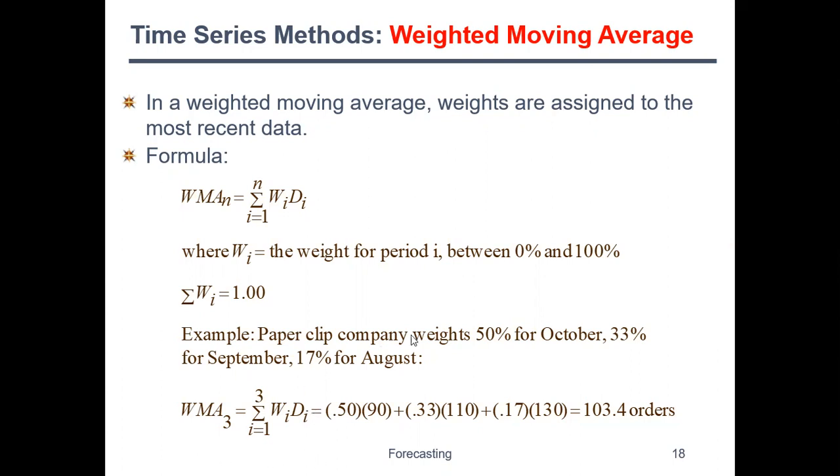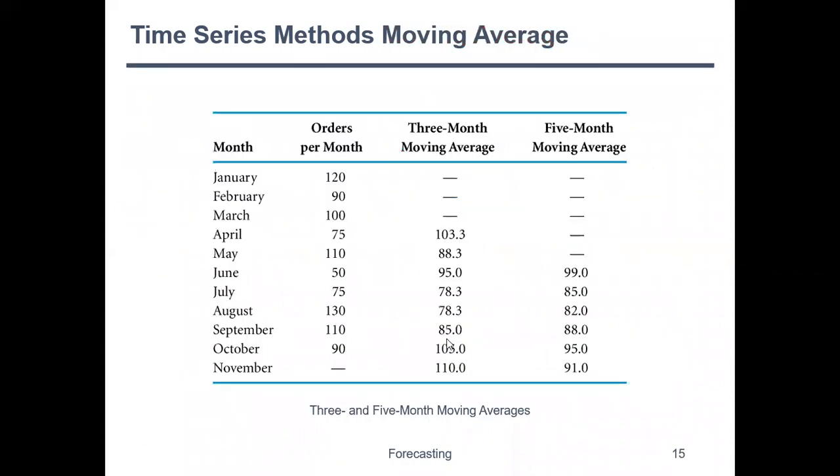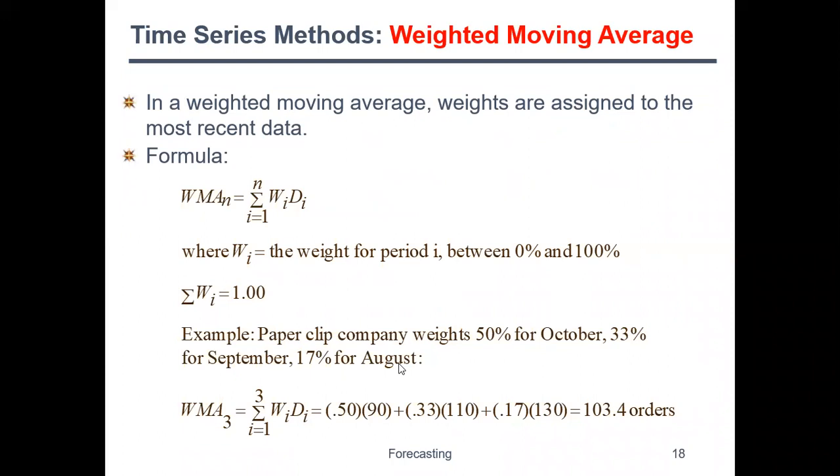And then we've been given the weight for October, the weight for September, and then the weight for August. So all we do is that we multiply the 50%, which is 0.5, by the demand in October, which was 90. Plus 33%, which is 0.33, by the demand in September. Then we multiply the 17% for August by the demand in August, which was 130. So if you go back and look at the data, you realize that we had 90 for October, 110 for September, and then 130 for August. So that is basically what we have done here.